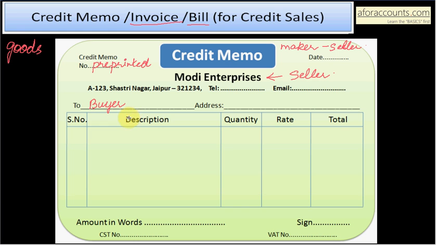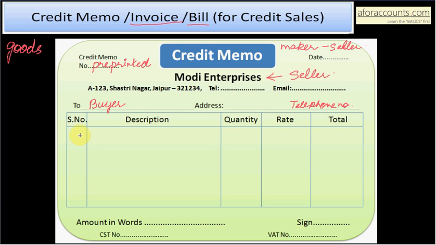And you have to compulsorily record the general details of the buyer, because you have sold the goods. The goods have gone out but cash has still not been received. So, if you need to trace the person, you can take help of this source document. So, details like address, telephone number, email, etc. should be recorded in your credit memo.